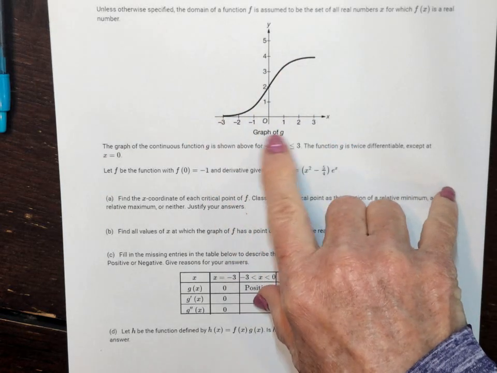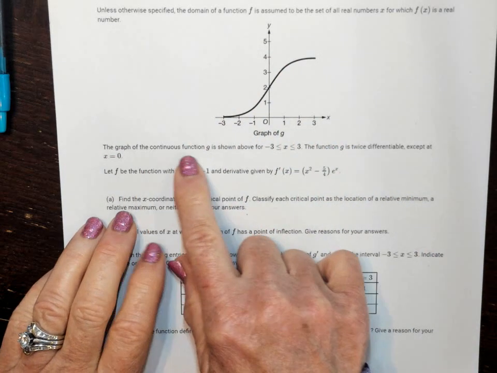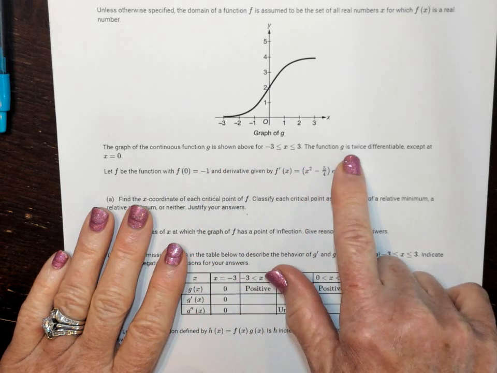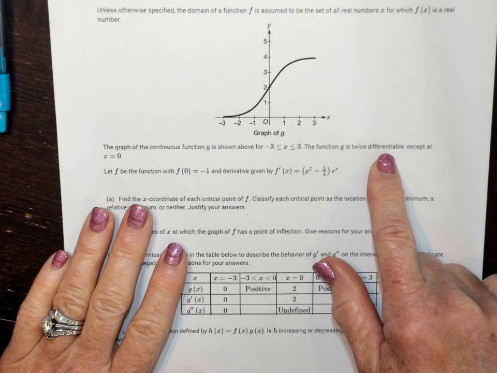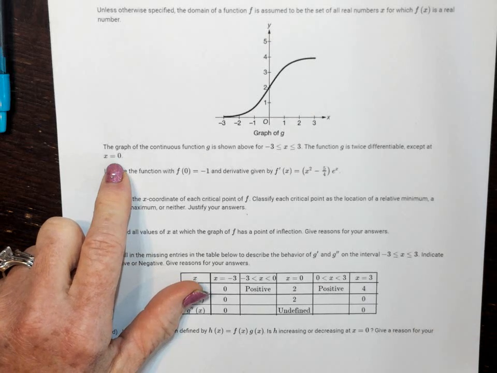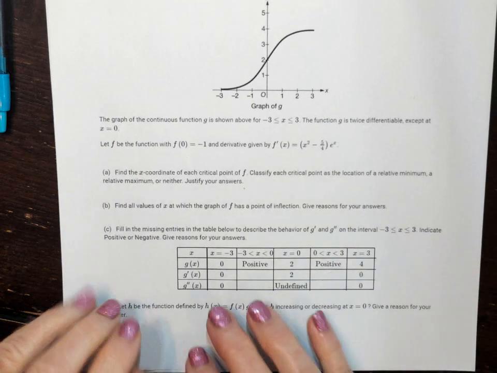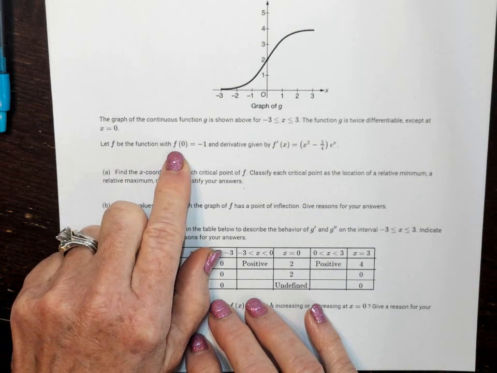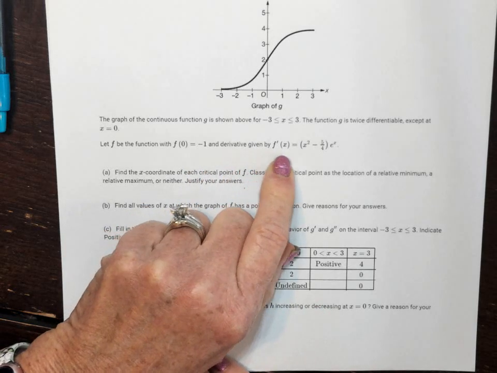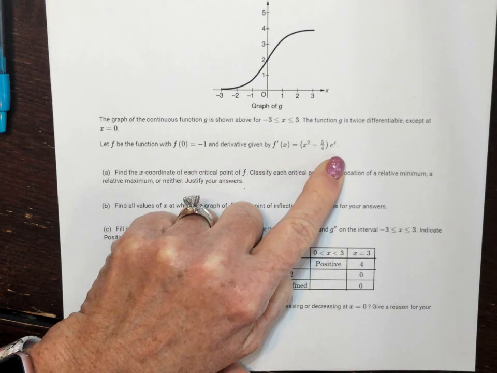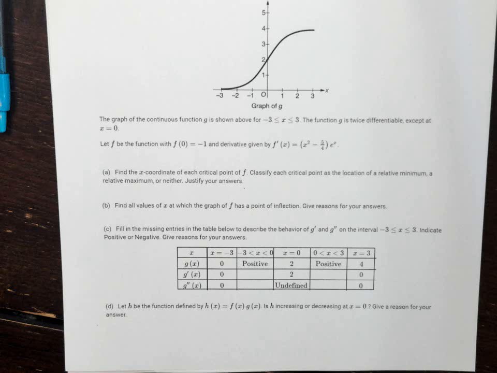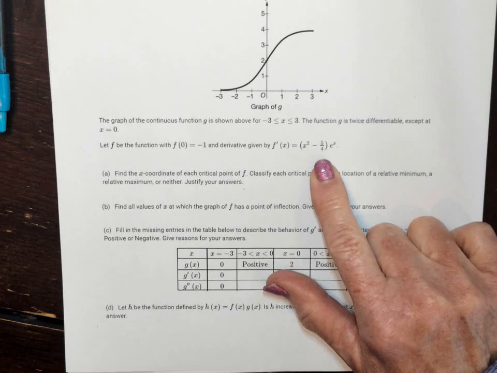We have this graph of g. The graph of a continuous function g is shown above for x between -3 and 3. The function is twice differentiable, which means that you can take the derivative twice and it exists, except at x equals 0. So there's a problem going on at x equals 0 somewhere along the line. f is another function where f of 0 is equal to -1, and f prime is x squared minus 5/4 times e to the x. We don't have the actual equation for f. We do have the equation for the derivative.